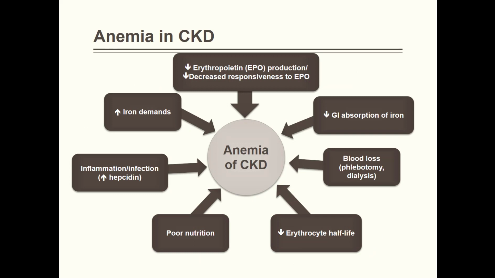As you can see in the diagram, the cause of anemia in patients with CKD may be multifactorial. So you can see decreased erythropoietin production, decreased absorption of iron in the GI tract, and blood loss. They go through a lot of blood draws, and especially patients on dialysis, they do it 3 times a week. Every time they receive dialysis, it is estimated that they lose blood.